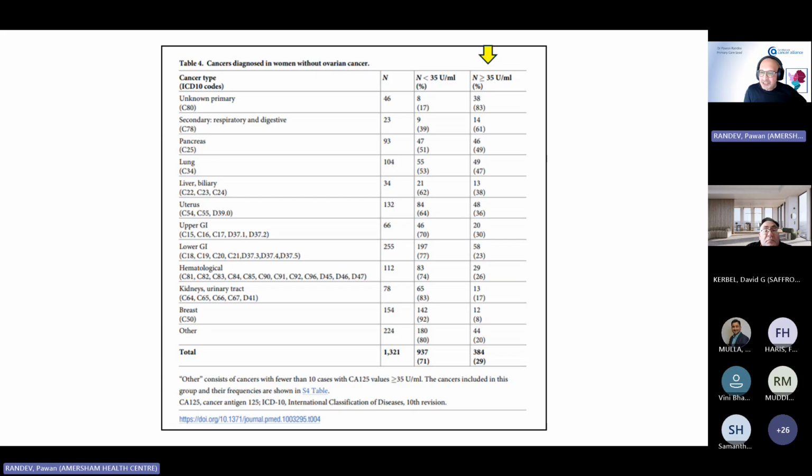But if you look at the lower GI, there were 58 women, 23%, that had a lower GI cancer and a raised CA125. So I hope you can see that this is potentially a practice altering piece of information for you, because it now means that those women who perhaps we would have safety netted or monitored or repeated their CA125, this is actually giving you the basis of a different approach for those women.